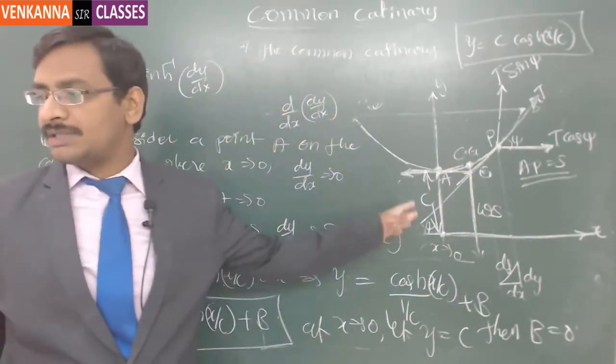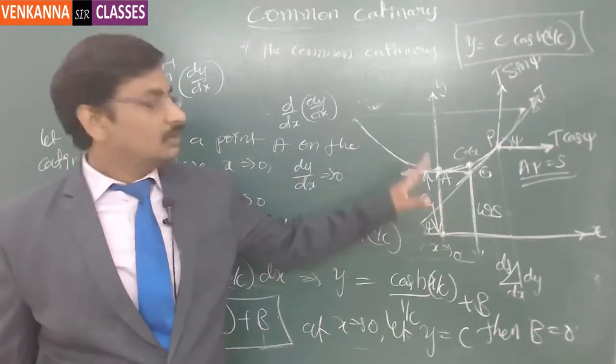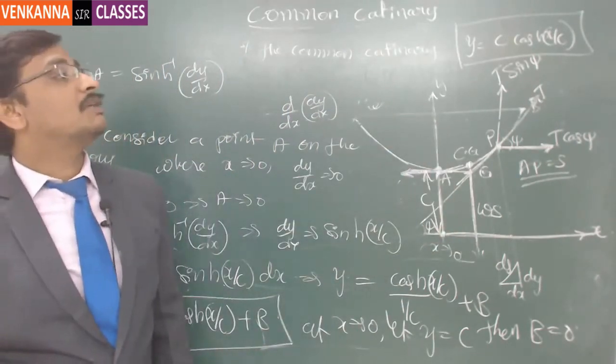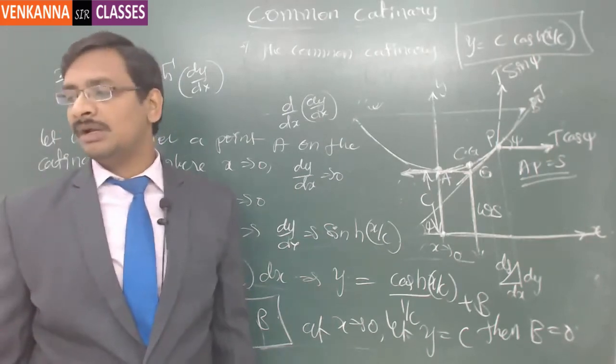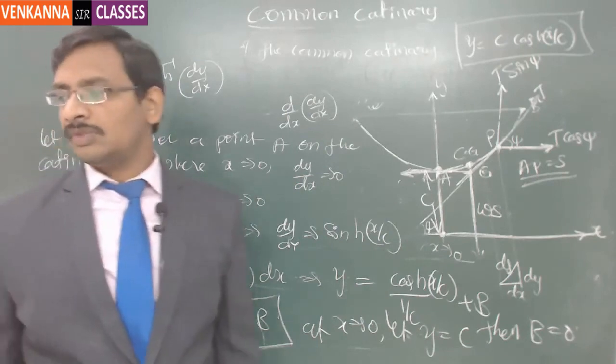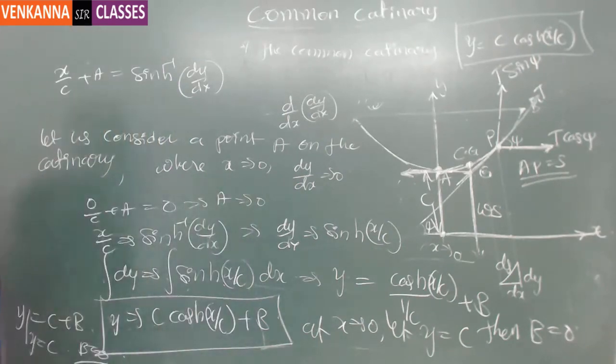With this understanding of the x-axis and y-axis, the common catenary equation is y is equal to c cosh of x by c, which is nothing but the common catenary equation in Cartesian form. Clear? Any questions are there? Any questions?